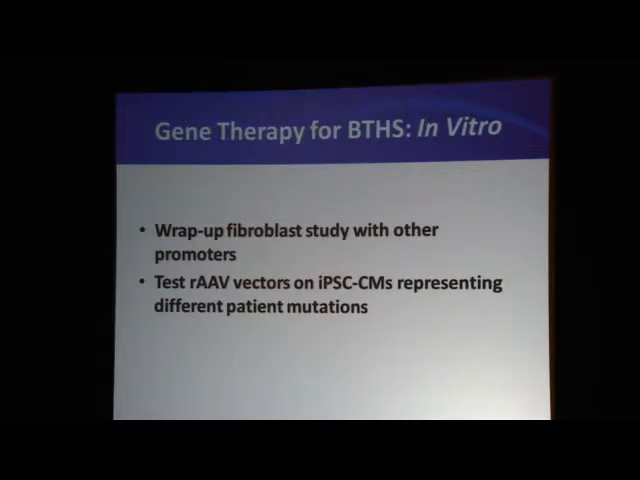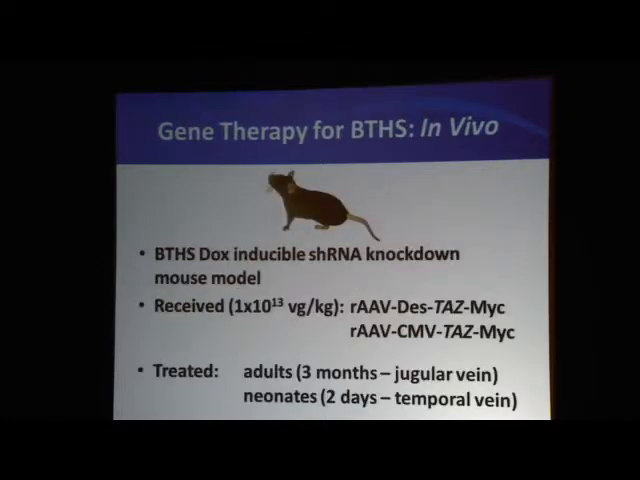So for the in vitro work, we're trying to wrap up this fibroblast study. We're looking at the other promoters. There are other experiments we're doing, and we're trying to finish that up. We've also started acquiring different iPS-derived cardiomyocytes or iPS lines that we're differentiating into cardiomyocytes. And the real value of this is that with our gene therapy, I'd really like to show that it's beneficial regardless of that background tafazzin mutation. And so I think the iPS models are a really great way to do that.